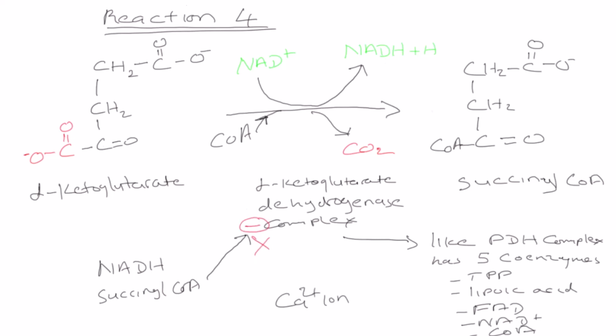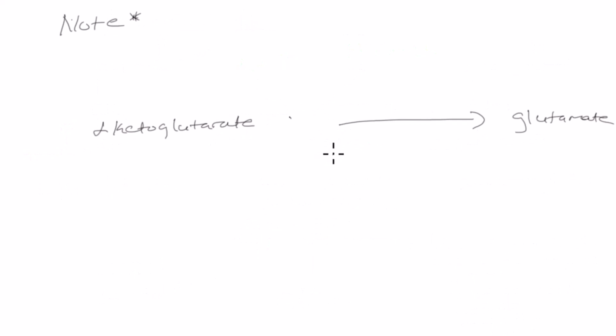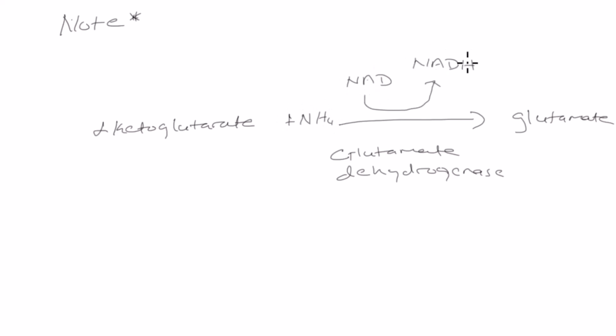However, it is not regulated by phosphorylation-dephosphorylation reactions as in the pyruvate dehydrogenase complex. Of note, alpha-ketoglutarate is also produced by the oxidative deamination or transamination of the amino acid glutamate.